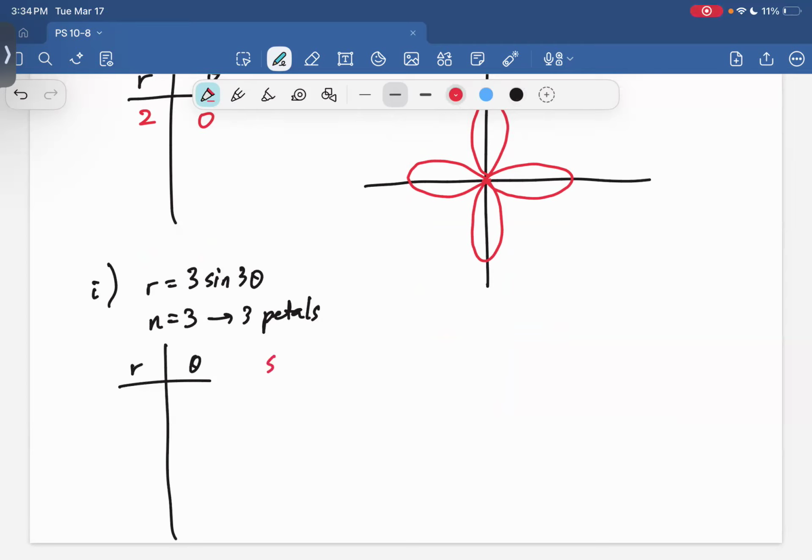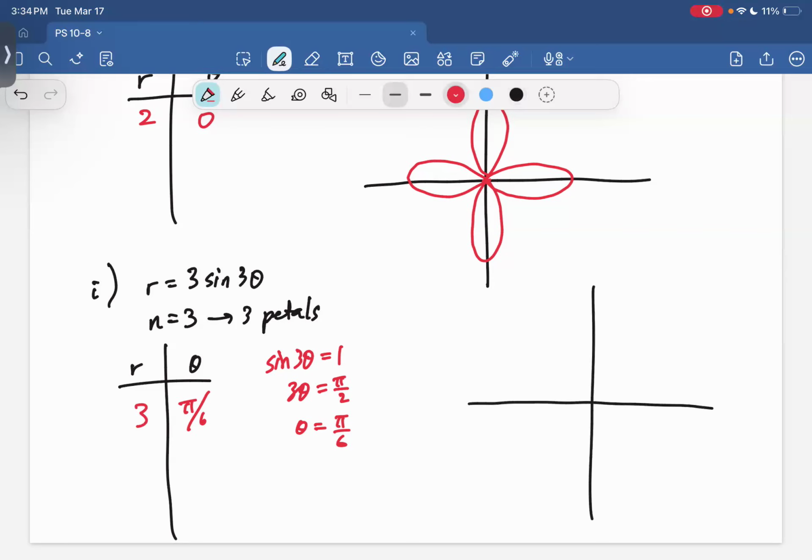So we want sine 3 theta to equal 1, because that will give us a petal when we have a maximum r. Now for sine 3 theta to equal 1, that means 3 theta has to be pi over 2, or something like that, which means that theta equals pi over 6. So that's going to be what we want to plug in. And when theta equals pi over 6, we have sine pi over 2, which is 1, so r equals 3. So that means one petal is going to be at pi over 6.